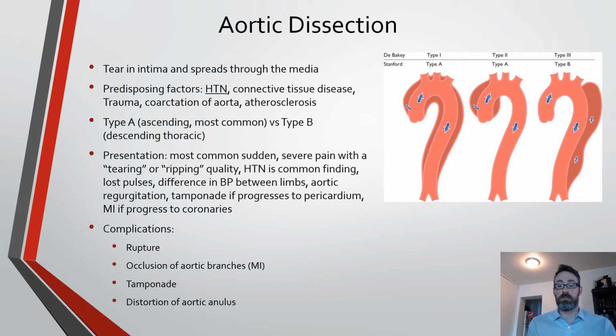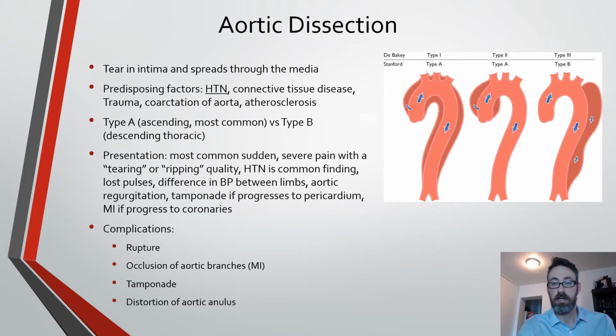Now, in terms of the typing of dissections, we actually divide them based on the Stanford criteria. One's called type A, and type A dissection means it's in the ascending portion of the aorta, and it's the most common type and also the most dangerous type, versus type B, which is in the descending thoracic. And in fact, if you take a look over at the cartoon here, I'll show you.